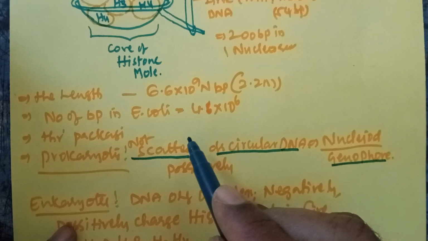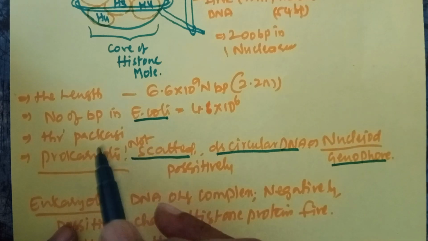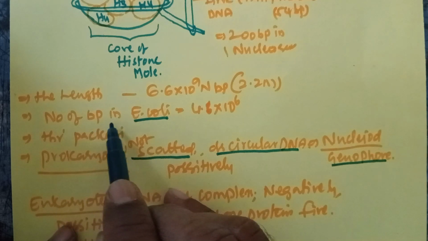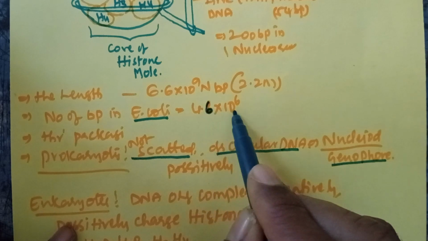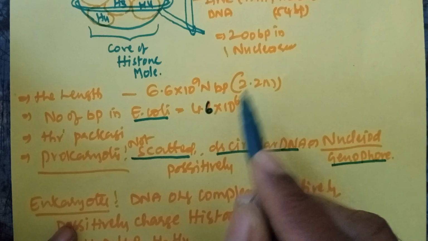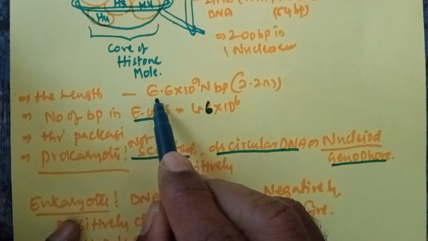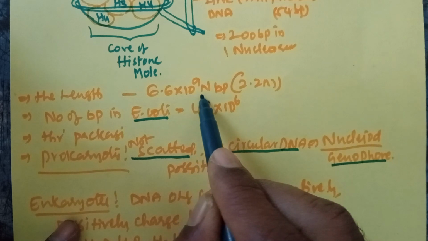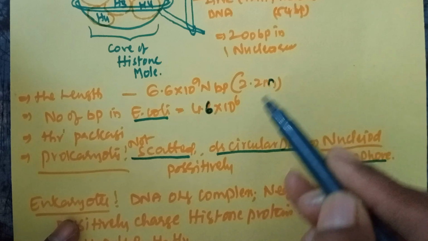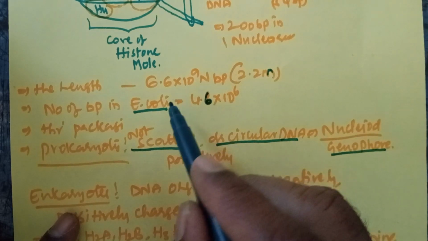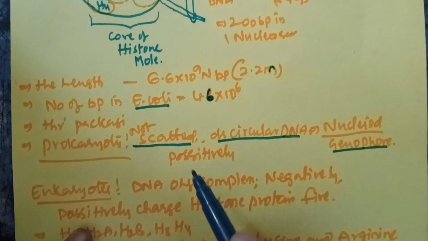So in different organisms, the length of DNA differs. The number of nitrogen base pairs in E. coli is about 4.6 × 10^6, and the length of diploid DNA in human beings is 6.6 × 10^9 nitrogen base pairs, that is equal to 2.2 meters. So this much length of DNA is accommodated in the nucleus in a helix manner.